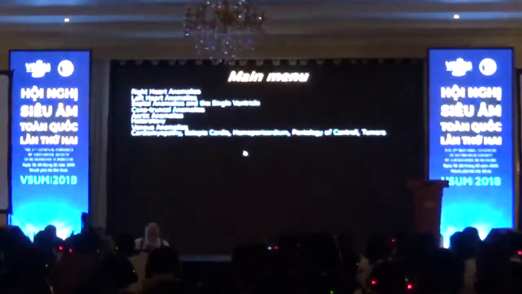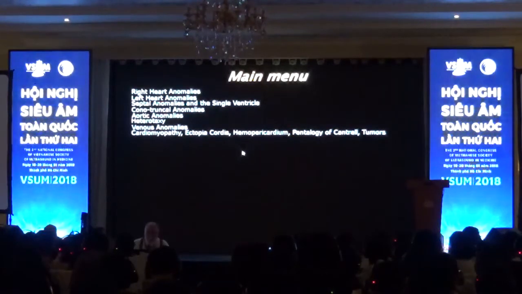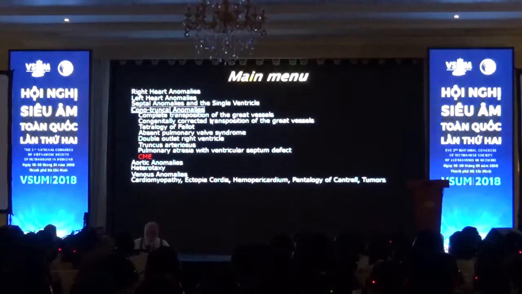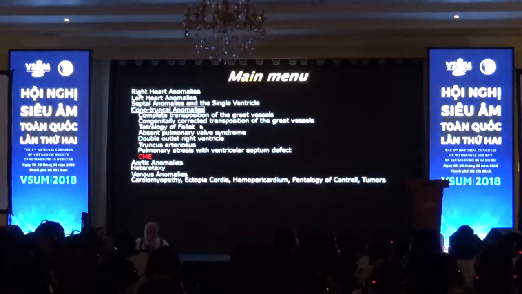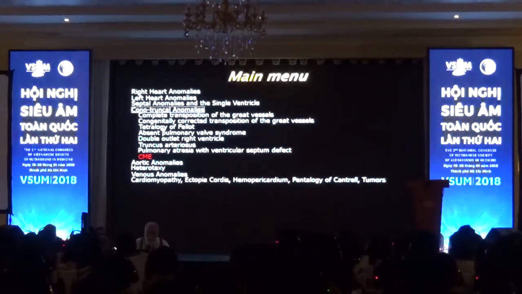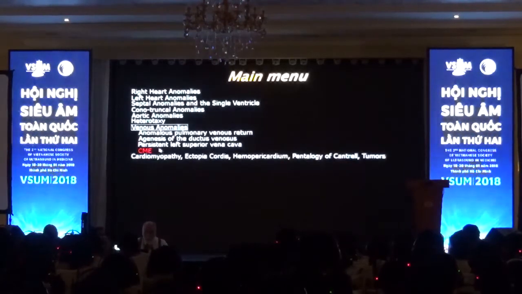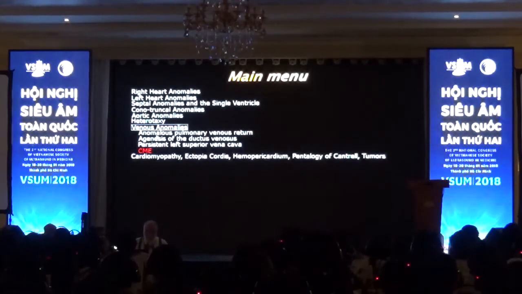And I'm going to save time by going directly into the conotruncal anomalies. Kim Lowen is going to talk to you about the D transposition and the L transposition. And so I'm going to talk to you mostly about tetralogy of Fallot. And during the rest of the time that I have, I'd like to show you some of the heterotaxy, because we've been talking about heterotaxy yesterday. I also want to show you some of the venous anomalies, because I have mentioned to you the anomalous pulmonary venous return and the persistent left superior vena cava.